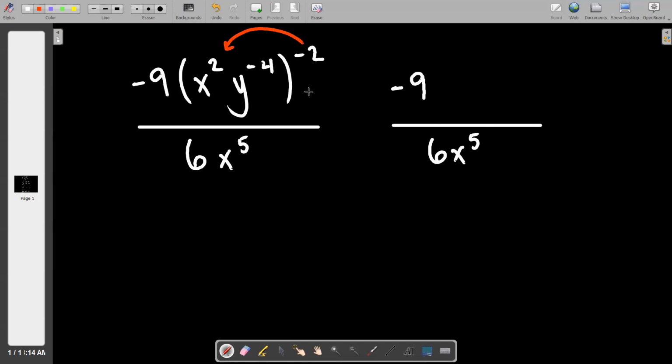What does that make right there? Nice. And how about green arrow? What's that going to make? Definitely y to the 8th, because we just multiplied the existing exponent by the new exponent. Next step.